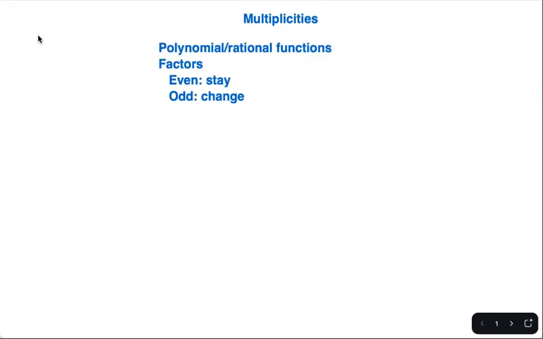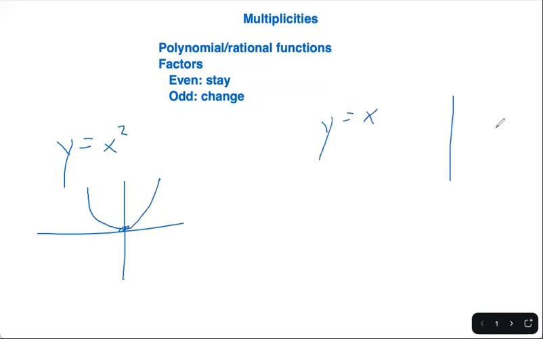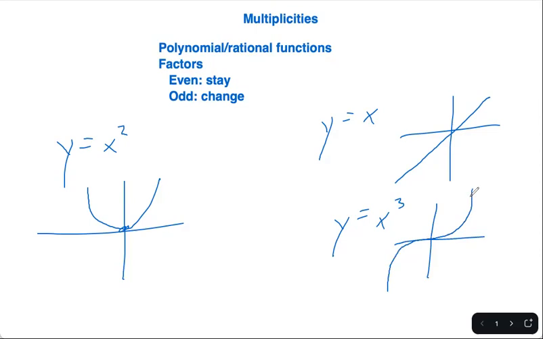So what I mean behind this is the basic idea of a graph. If you have y equals x squared, we know it's going to just bounce off the x-axis. In fact, every even power would do that. An odd power like y equals x would cross the x-axis. y equals x cubed would cross the x-axis. So even stays, odd changes. Now, how does this apply?